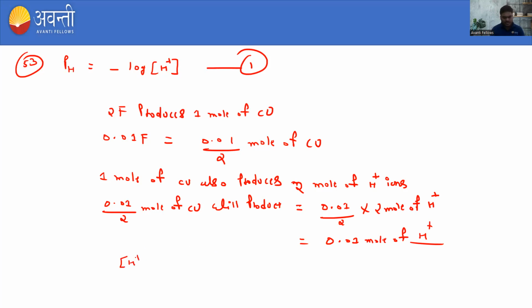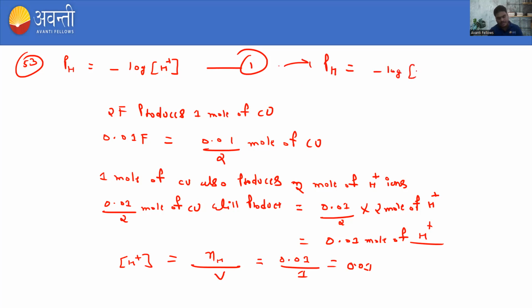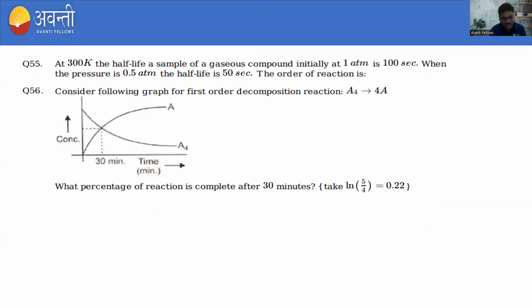Now, 0.01 mole of H plus. So what is the concentration of H plus now? We can write the concentration of H plus is equal to number of moles of H divided by volume. That is the formula for concentration, number of moles divided by volume. So the number of moles is 0.01 and the volume is also 1, so this comes out to be 0.01. Now just put the value of H plus, and you'll get the pH. pH is equal to minus log of hydronium ion, that is 0.01. Solving, you'll get the value 2. So this is how you calculate this. I hope you all understood how to find pH.